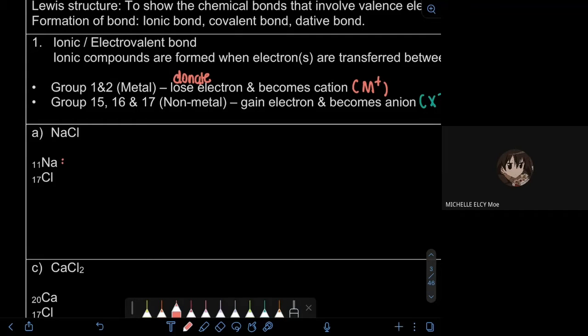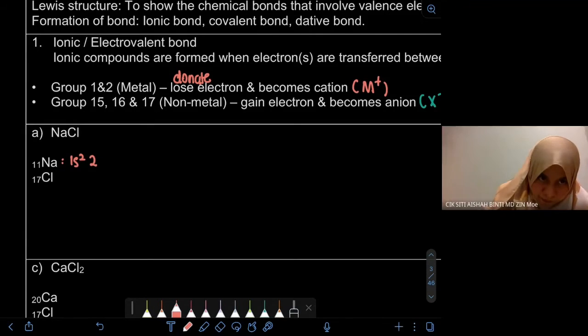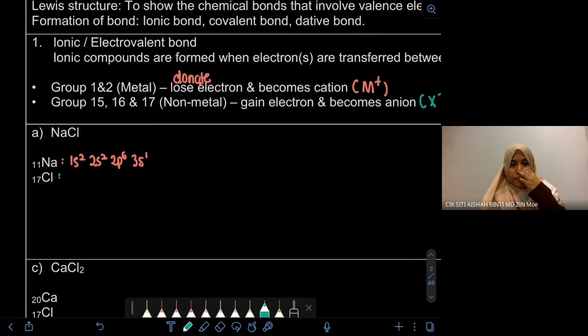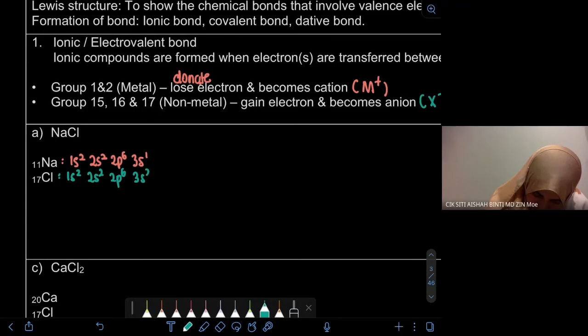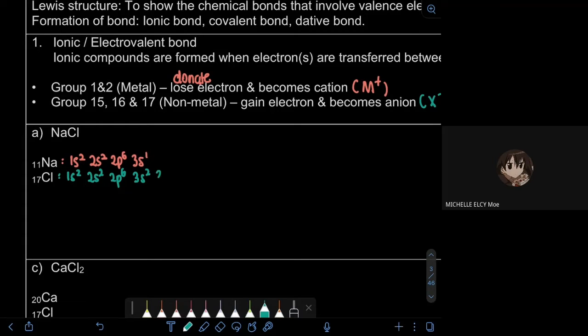Configuration for sodium: 1s2, 2s2, 2p6, 3s1. For chlorine: 1s2, 2s2, 2p6, 3s2, 3p5. Okay, thank you, Michelle.